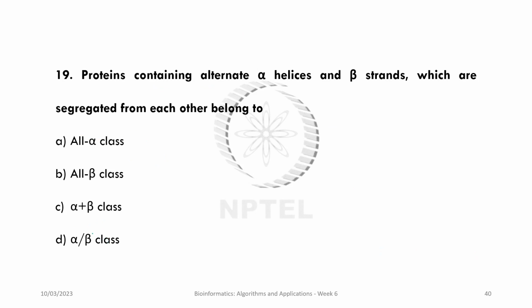Proteins containing alternate alpha helices and beta strands, which are segregated from each other, belong to all alpha, all beta, alpha plus beta.